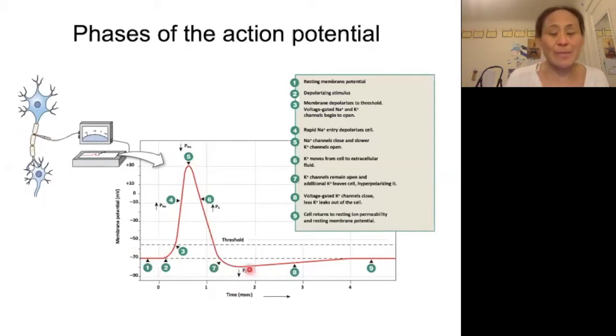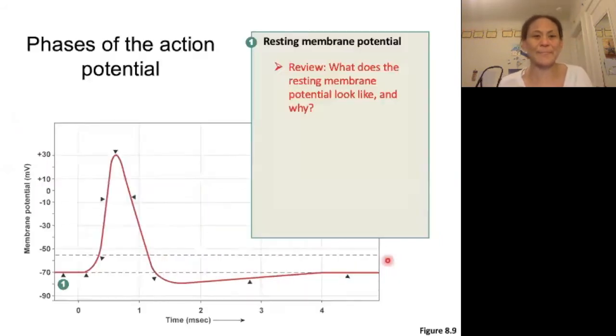We have names for the parts of that stereotyped shape. There are stereotyped events that happen that lead to that stereotyped shape. We're going to be talking about all of that in this section, okay? All right, so first off, let's start right here where it says number 1.